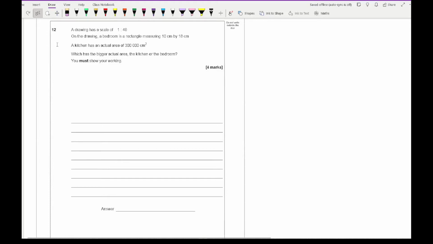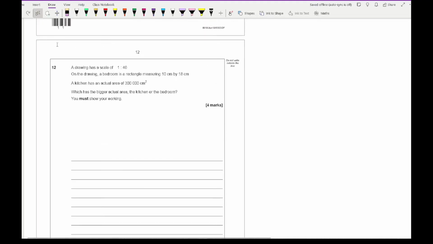On the drawing, a bedroom is a rectangle measuring 10 centimeters by 18 centimeters. A kitchen has an actual area of 300,000 centimeters squared. Which has a bigger area, the kitchen or the bedroom? Now for this, what we need to do is look at this. Looking at this scale, what this scale actually means is that in a diagram, 1 centimeter would be equivalent to 40 centimeters. So for this, what we need to do is look at what the lengths are going to be.